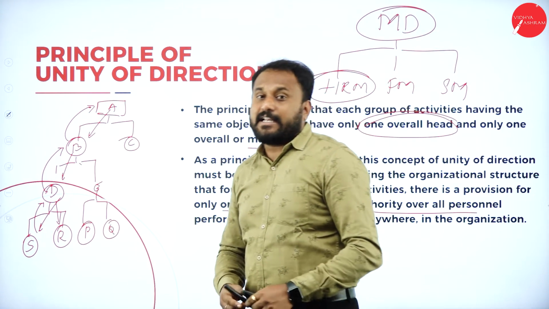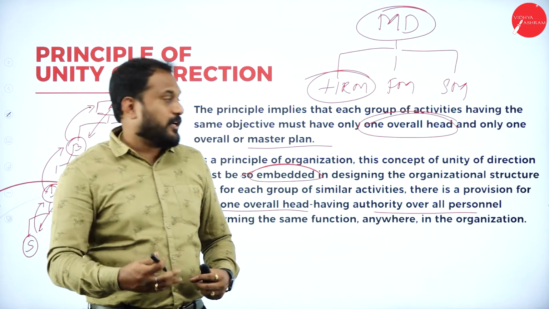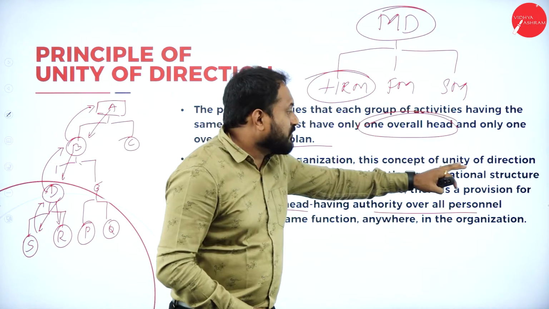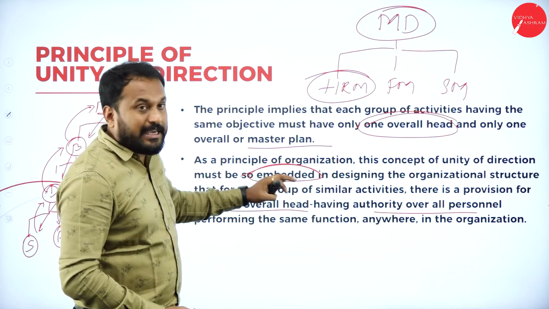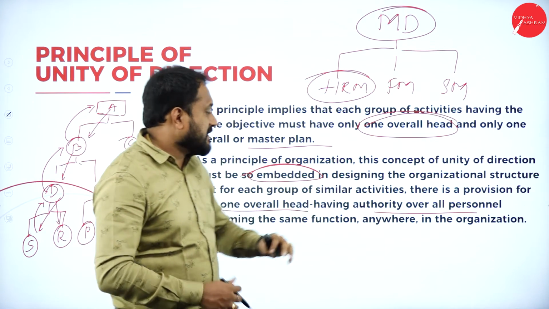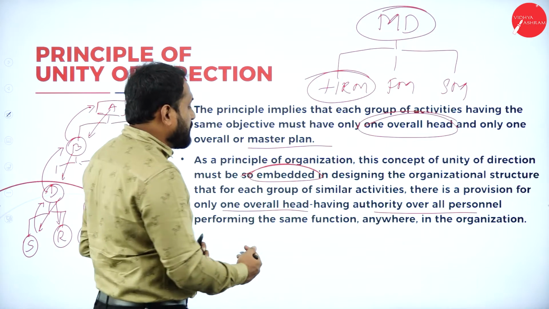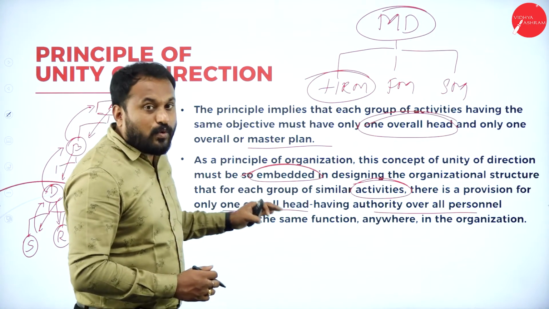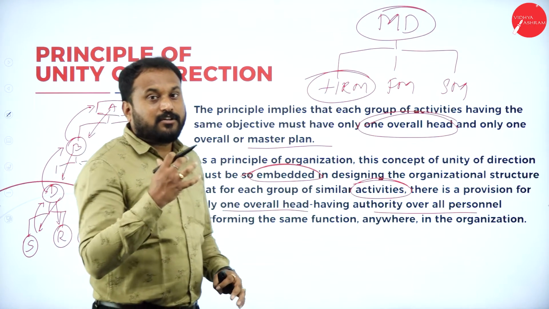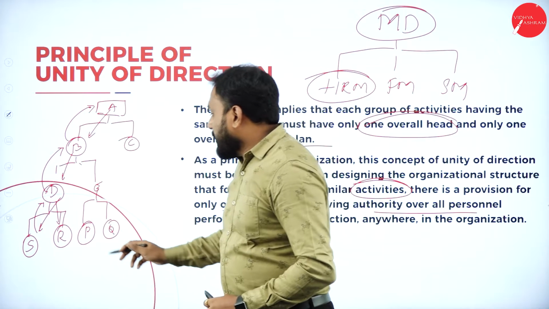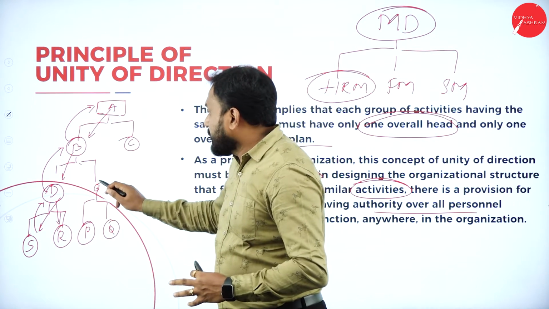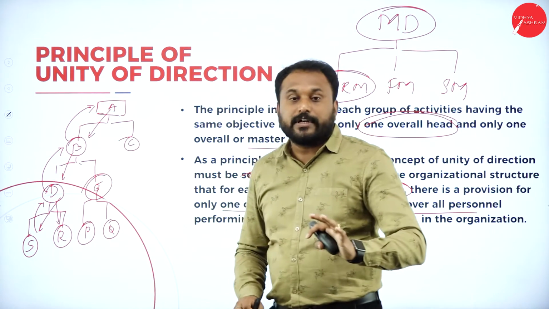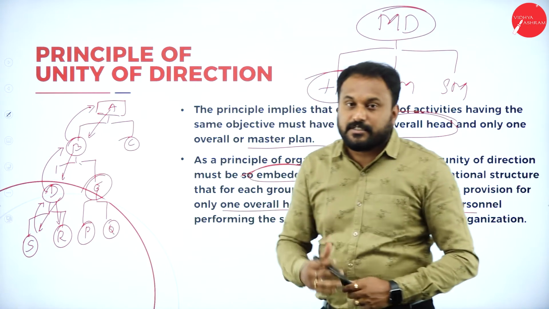That means clarity: there is no confusion about whom we should report to and whom we shouldn't. For example, as a principle of organization, this concept of unity of direction must be so embedded in the design of the organization structure that for each group of similar activities, there is a provision for only one overall head having authority. Now, for example, P, whom should he listen to? Should he listen to E or B? He should listen to E. That is what he should do. So this is called unity of direction.